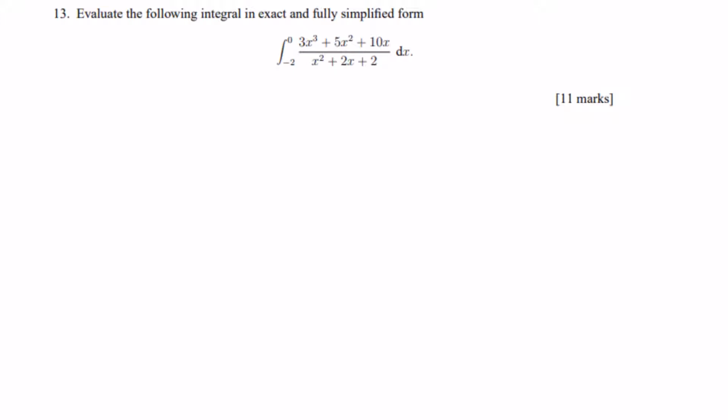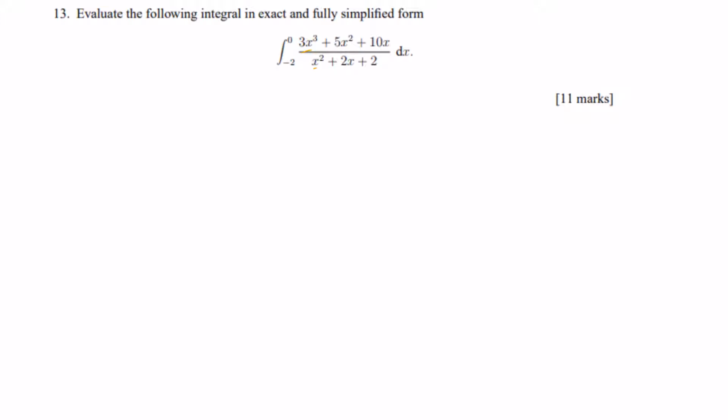So what we've got here, the first thing we need to notice is that the order of the numerator is greater than the order of the denominator. So the first thing we can do is use long division to get it into a nice fraction where the order of the numerator is equal to or less than the order of the denominator.